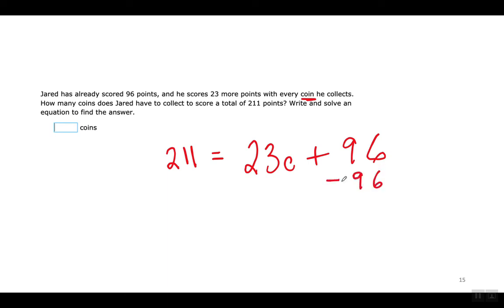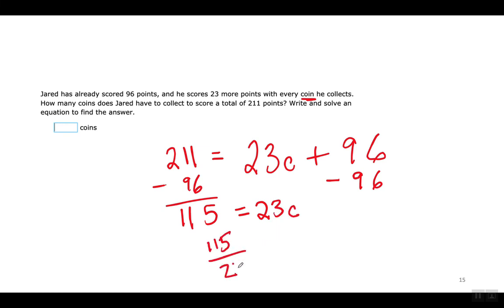So first move 96 to the left and subtract it. You'll have 115 equals 23C. So C is going to equal 115 divided by 23, which is going to give you 5. So he needs 5 coins. 5 monedas es lo que necesita.